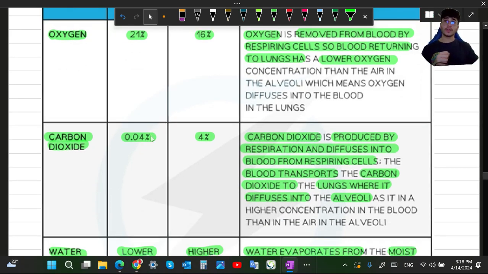Carbon dioxide, 0.04% is inspired, expired is 4%, because carbon dioxide is produced by respiration and it diffuses into the blood from respiring cells. Blood transports the carbon dioxide to the lungs where it diffuses into the alveoli.